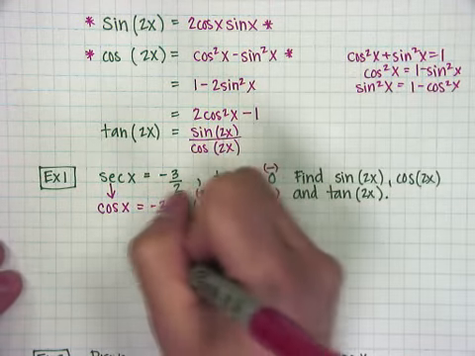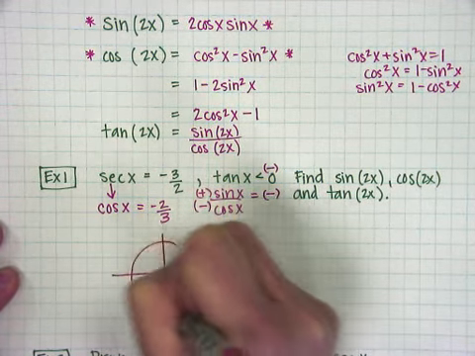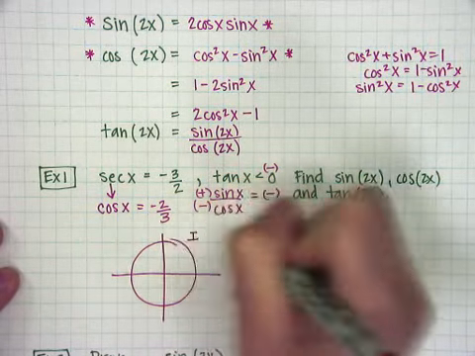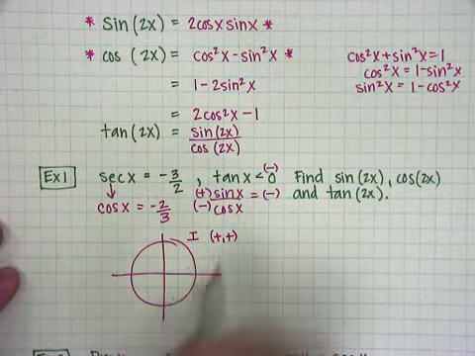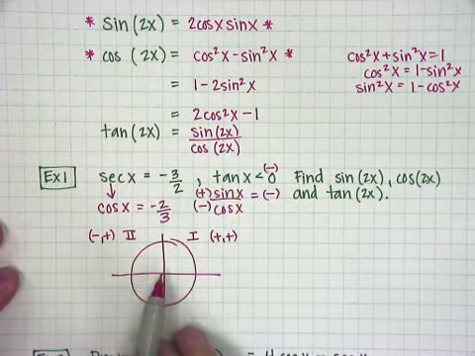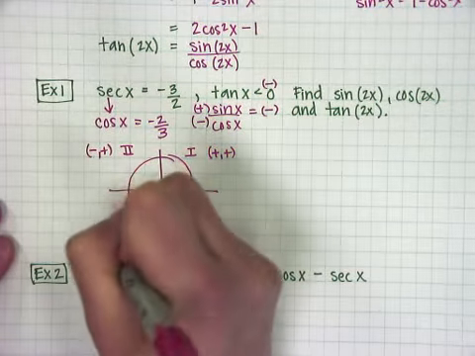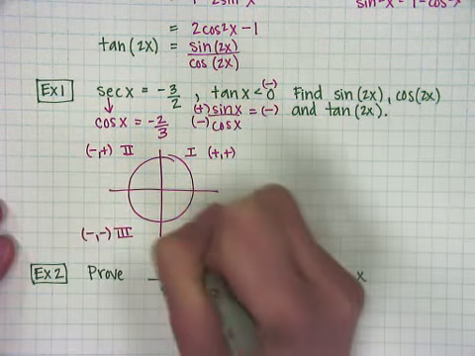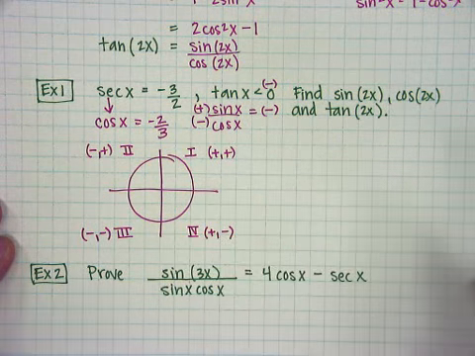Now the reason I care is if I'm thinking about the unit circle, or thinking about my quadrants. In quadrant 1, I have gone over and up, so it's plus plus. In quadrant 2, I've gone back and up, so back is negative, up is positive. In quadrant 3, I've gone back and down. And in quadrant 4, I've gone forward and down.